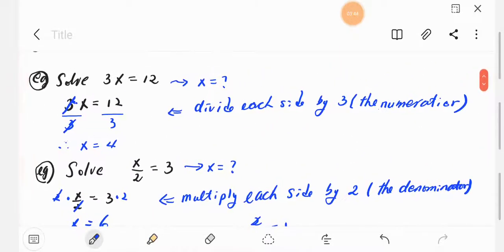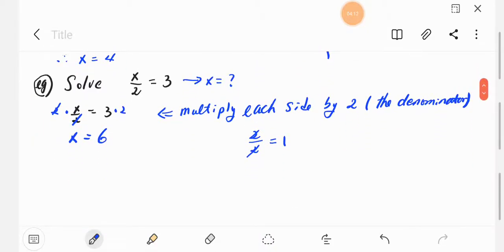The first example is this. x is a product, right? So we have 3 times x. So you can remove this 3 by dividing each side by it. You have 3x, then 3x is equal to 3x over 1, right? So actually 3 is the numerator. In that case, we can divide each side by 3.